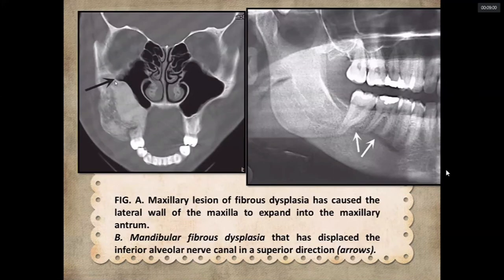Here, this is the CBCT image where you can see the maxillary lesion of fibrous dysplasia. And this has caused the lateral wall of the maxilla to expand into the maxillary antrum. Okay, this is the lesion, and the lateral wall of the maxilla has been displaced into the maxillary antrum. And in this part of the panoramic image, you can see the inferior alveolar nerve canal has been displaced superiorly by the lesion in the mandible.